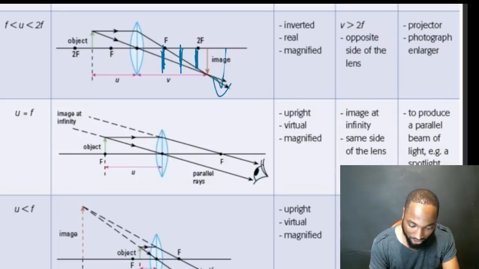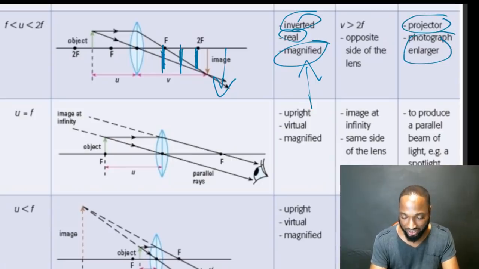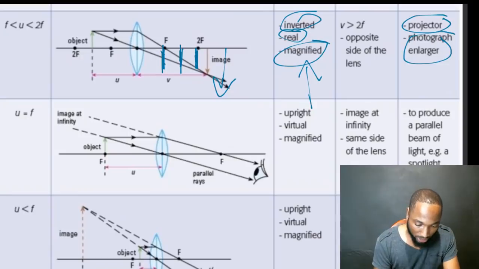Now the image started to go here, and the image turned magnified. It's still inverted and real, but it gets magnified, and this is using a projector or photograph enlarger. What would happen if we bring it all the way up, so we keep sliding the image along? It's pretty intuitive to figure out what starts to happen.